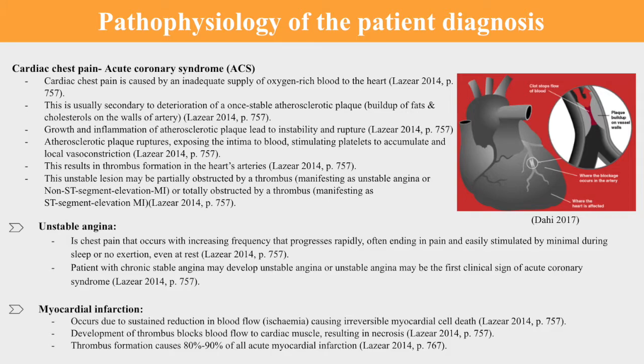The critical level of oxygen-rich blood blockage to the heart is the cause of cardiac chest pain, also known as unstable angina. This occurs with increasing frequency that progresses rapidly, often ending in chest pain easily stimulated by minimal or no exertion, during sleep or even at rest. Patients with chronic stable angina may develop unstable angina, or it may be the first clinical sign to detect acute coronary syndrome. Also, a myocardial infarction occurs due to a sustained reduction in blood flow causing irreversible myocardial cell death. The development of thrombus blocks blood flow to cardiac muscle, resulting in necrosis.